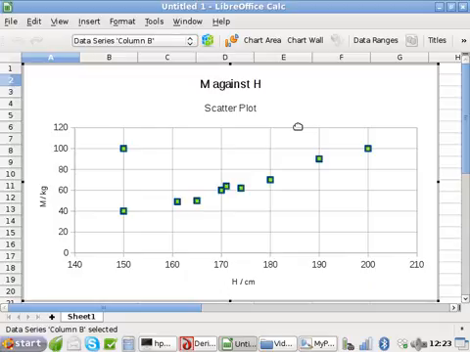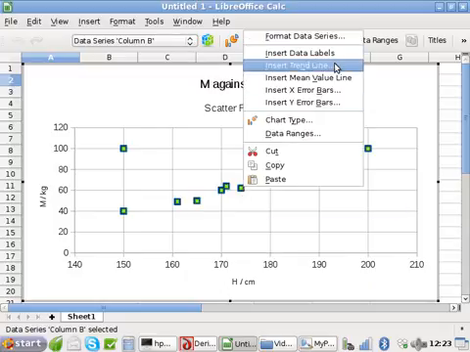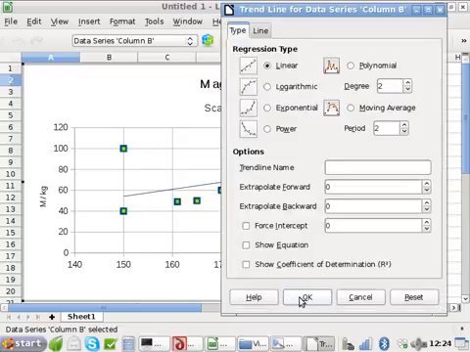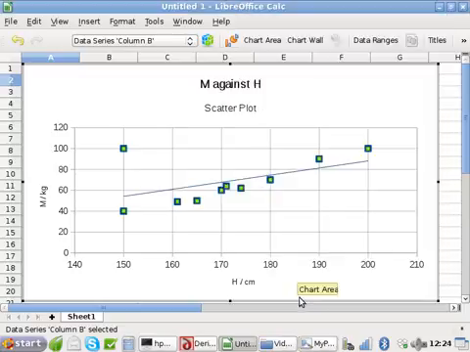Now, can you draw a straight line through all of these points? Not possible, because they don't make a straight line. So what you do, you draw a line and you try to make the line go through the middle of the points. Some of the points will be above the line and some of the points will be below the line, but you can't go through all the points.